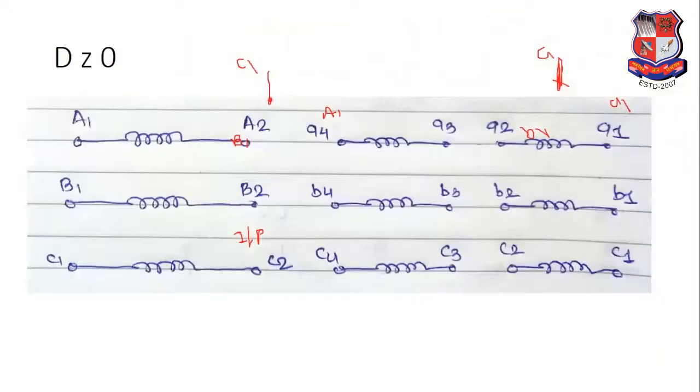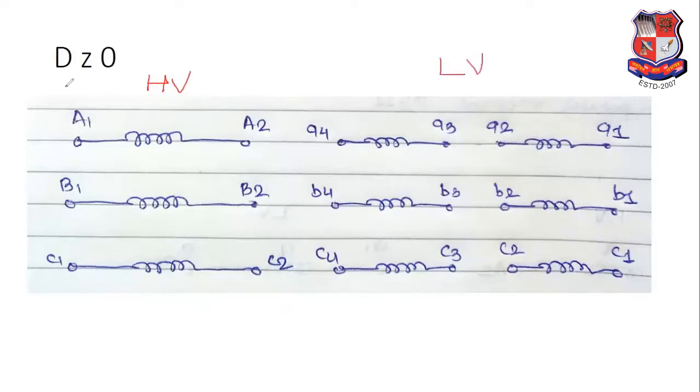Now next is the DZ0 connection. For the DZ0 connection, you have to first draw three windings for the HV. This is your HV and this is your LV.